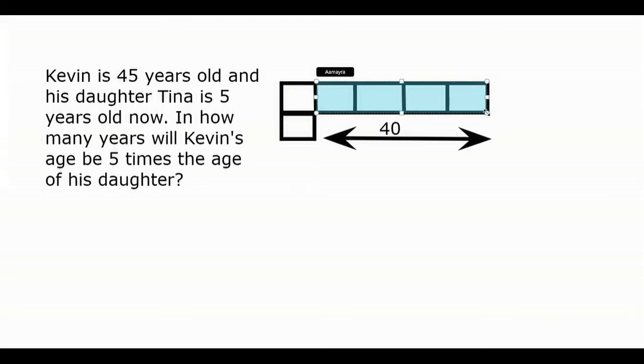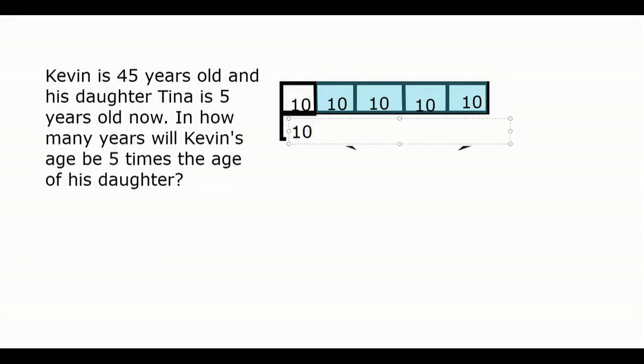Right, so now that we know these four blocks are 40 years, how much will one block be? So we'll just go 40 divided by 4, since that's how many there are, equals 10. So we know each of these blocks will equal 10 years. So we'll just label all of them with 10. Of course, this is not perfect labeling right here. So each of these blocks is 10 years.